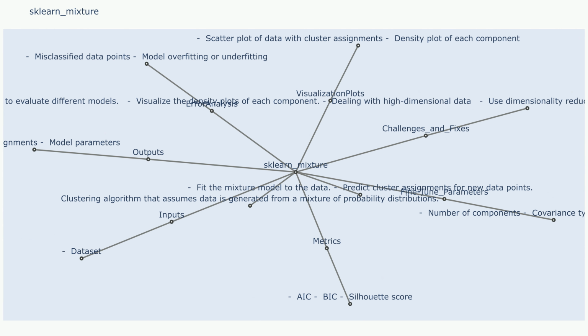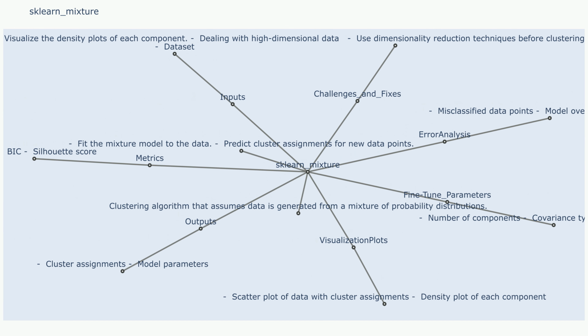Uncertainty methods. Uncertainty method 1. Explain in detail predictive entropy. Measures the uncertainty associated with predicting a new observation's cluster assignment. Higher entropy indicates more uncertainty. Uncertainty method 2.